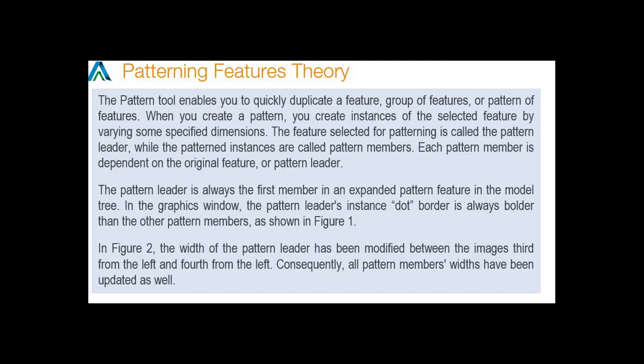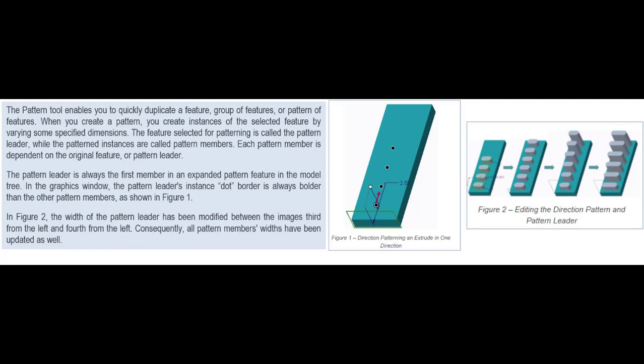Remember that the feature selected for patterning is called the pattern leader, while the patterned instances, the resultant patterns, are called pattern members. If you see the first image, figure 1, where we are creating a direction pattern, the first instance that you select for the patterning is called the pattern leader, and the arrow displays the direction in which you want to create a pattern.